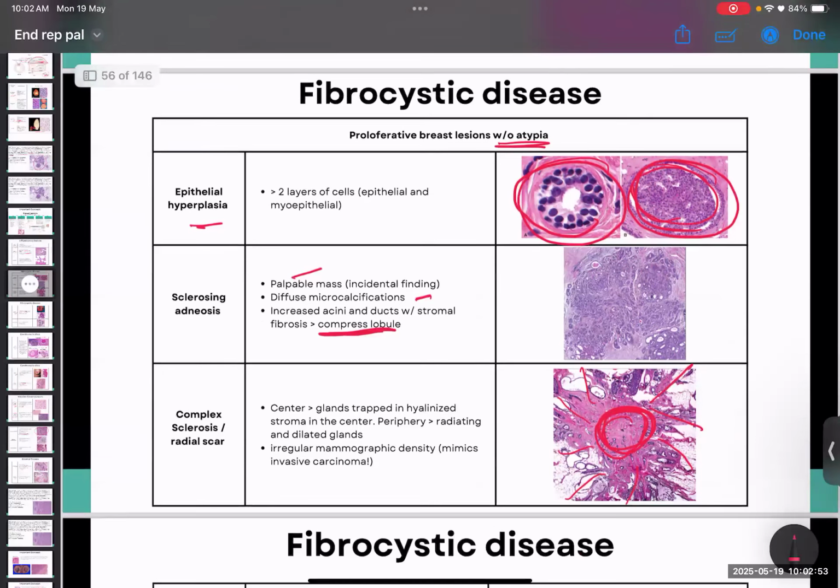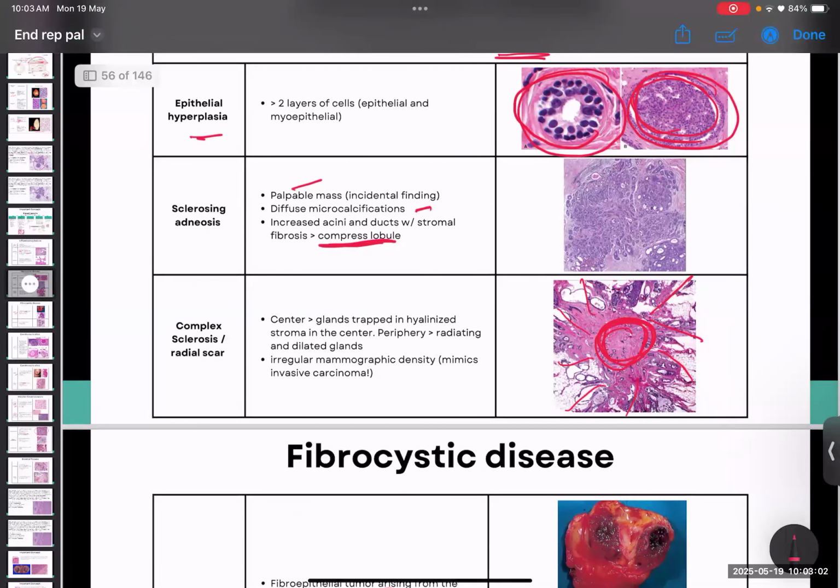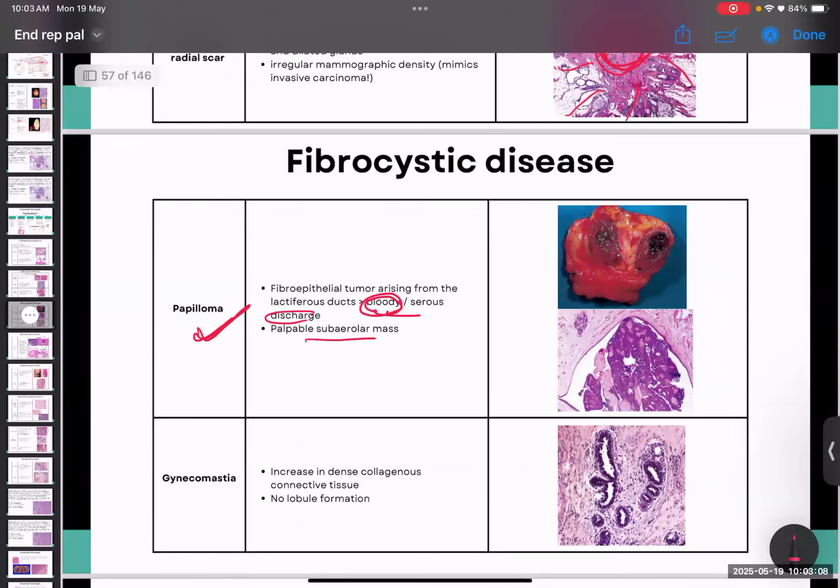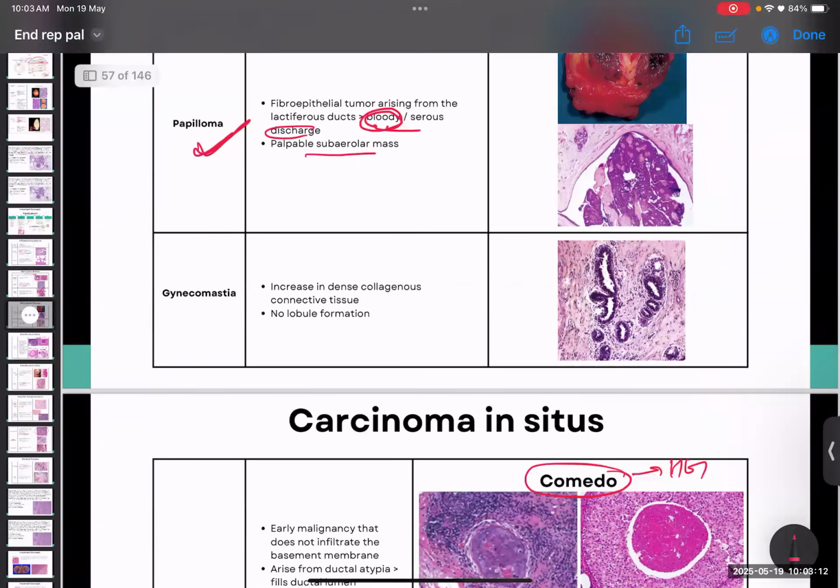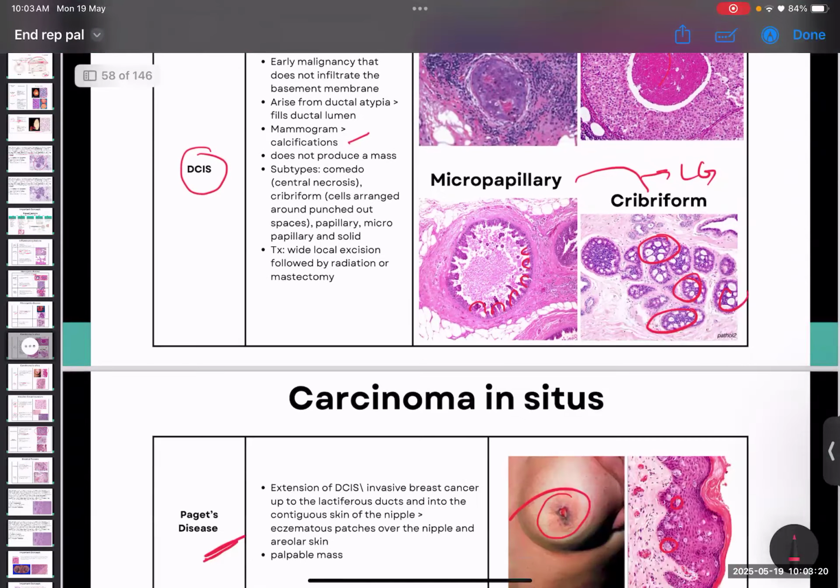Sclerosing adenosis is just a lot of glands and a lot of ducts, and all the other surrounding tissues kind of fibrosed. And radial scar or complex sclerosis kind of looks like a star is what I remember. Papillomas usually have bloody serous discharge, and gynecomastia is just a lot of increase in the collagenous tissue instead of lobular tissue. DCIS usually looks like a lot of cells within the ductal lumen, okay?